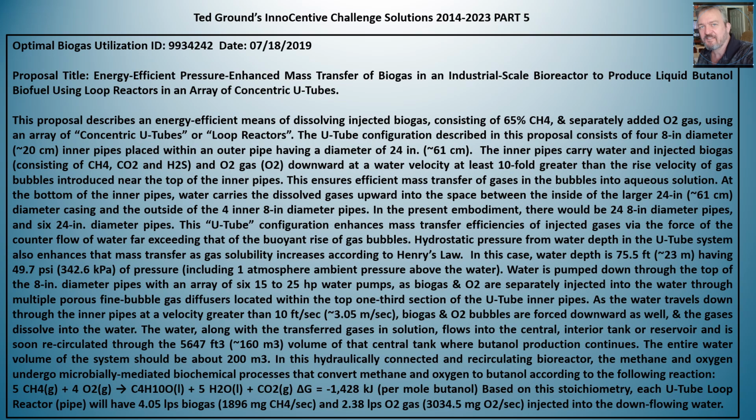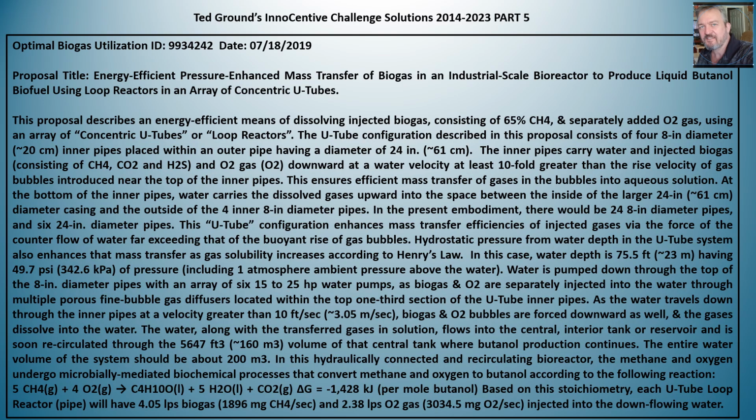So this just describes how to go about doing that using concentric U-tubes or loop reactors, where you have 4 8-inch diameter inner pipes placed within an outer pipe having a diameter of about 24 inches. So the inner pipes carry water and injected biogas and oxygen downward at a water velocity that's at least 10 times greater than the rise velocity of gas bubbles. So the gas bubbles basically can't rise up to the top.